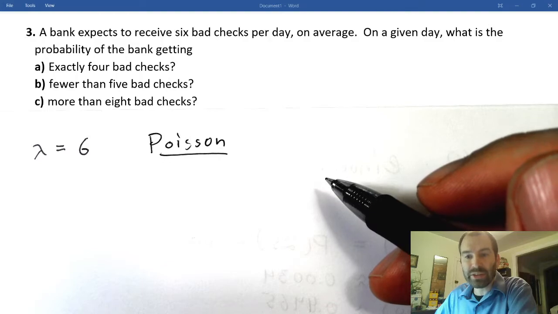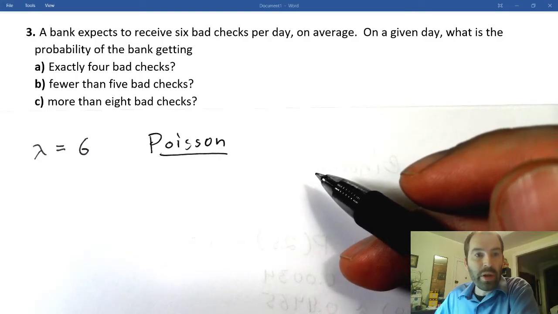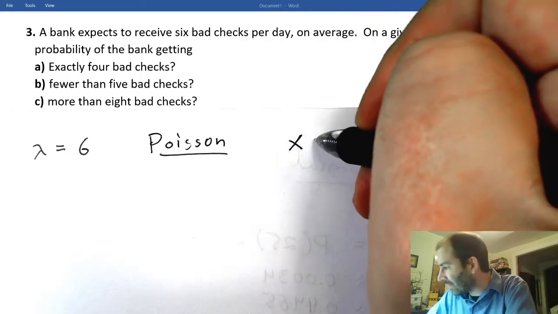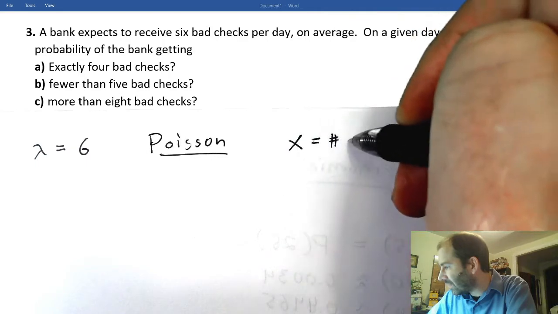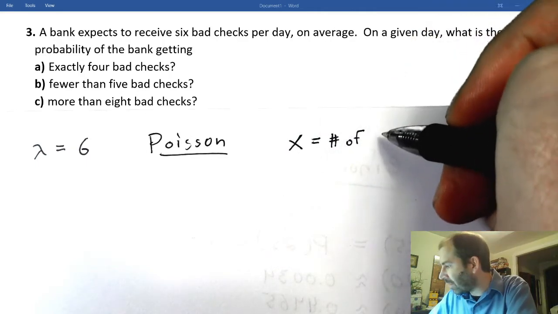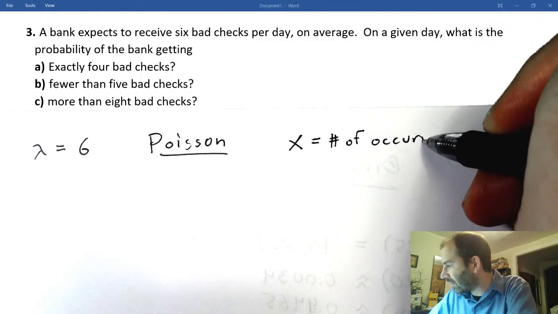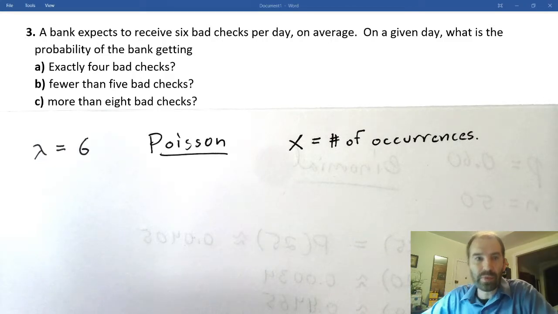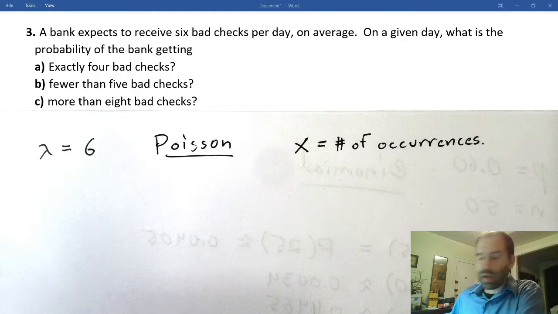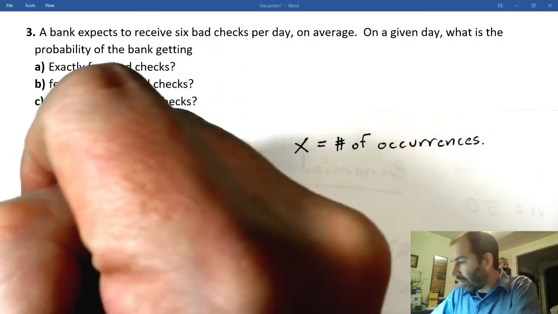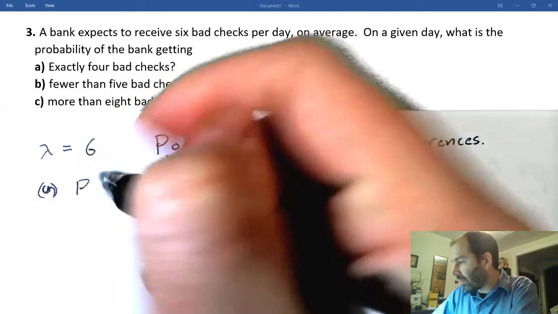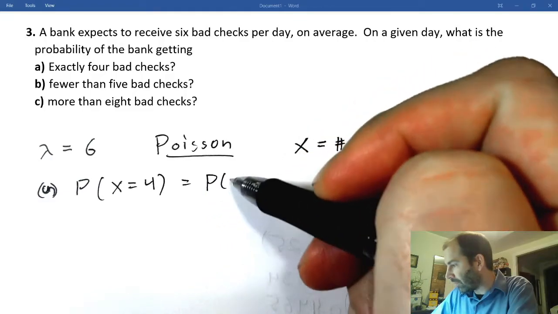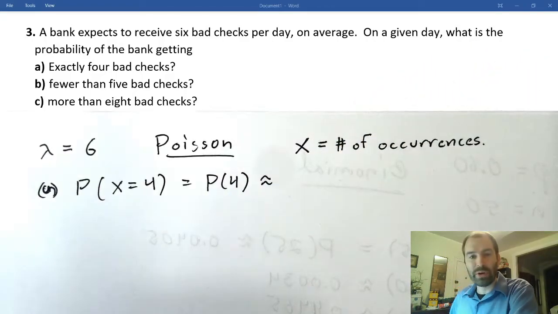Okay, and what is x measuring? It's the number of successes again, which in this case a success is a bad check. Sounds funny, but that's how we're measuring it. Or you could also say a number of occurrences. Maybe that's a better way to think about it. Number of times something occurs. So how many times does a bad check occur? The first one says exactly 4. Well, that means we're looking for the probability that x equals 4. Or you might write it just probability of 4.